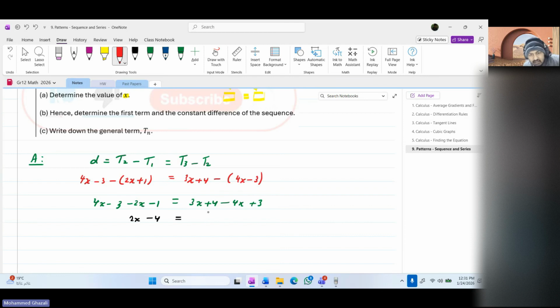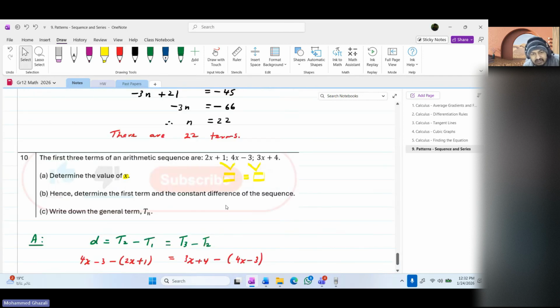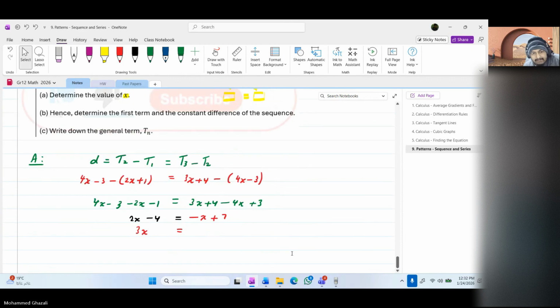Are you understanding? 3x minus 4x is minus x, plus 7. Let's take this minus x over to the other side. You will get 3x and bring the minus 4 over to the other side. If we bring the 4 to the other side, you will get 11. So x is equal to 11 over 3.